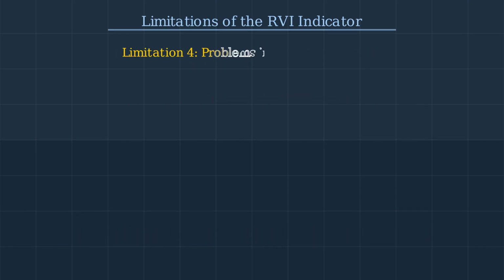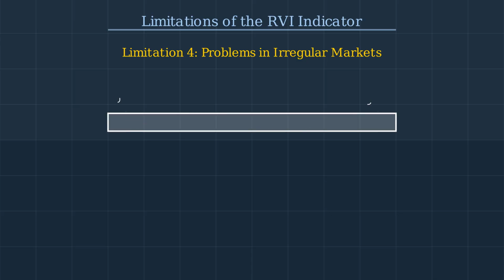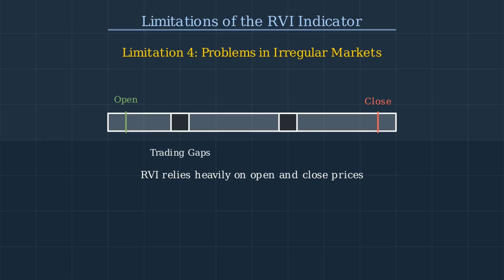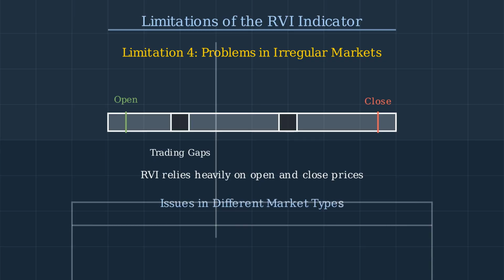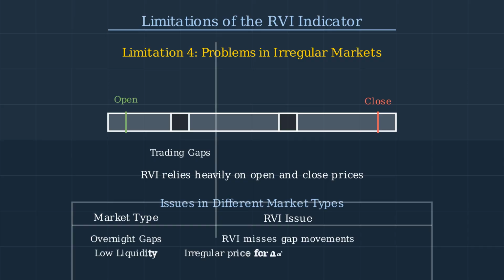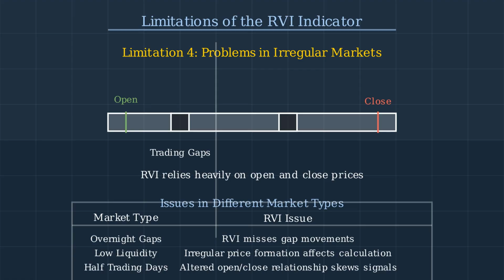The fourth limitation relates to irregular trading markets. The RVI indicator heavily relies on the relationship between opening and closing prices. This creates specific issues in markets with irregular trading hours or low liquidity. These include overnight gaps where RVI misses price movements, low liquidity situations with irregular price formation, and half trading days that alter the open-close relationship.